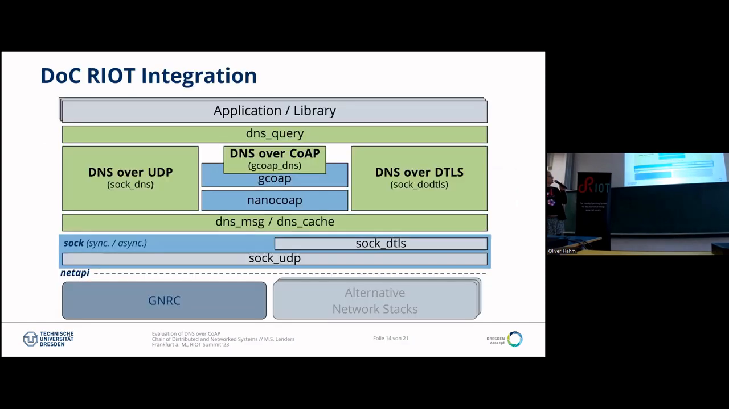So how did we integrate this into RIOT? This is basically our schema for that. We have the DNS over UDP, which was already implemented in RIOT. For this implementation, I put the message parsing into its own module, and then I could use that with DNS over CoAP and DNS over DTLS, which for our evaluation I also implemented. Basically, DNS over CoAP is just sitting on top of GCoAP and using GCoAP.